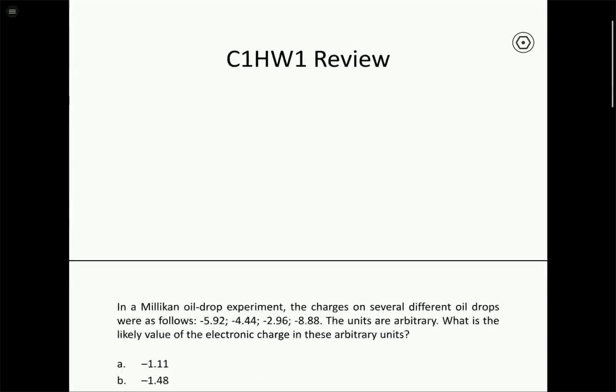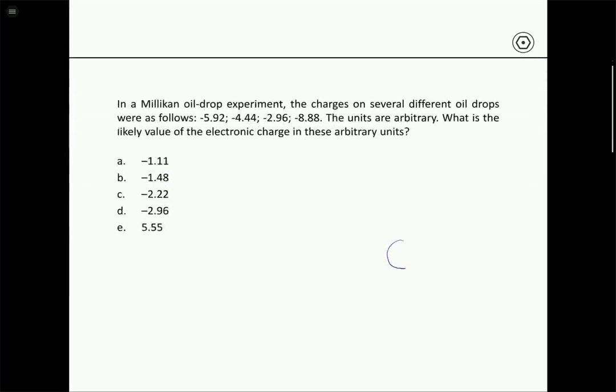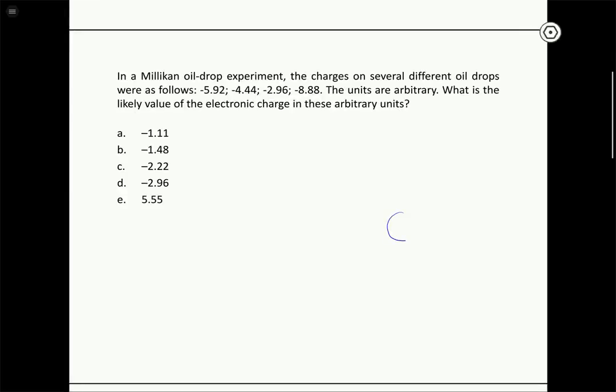But I will cover a few that we had some lower success rates on, and the first one deals with the Millikan oil drop experiment. It says, in a Millikan oil drop experiment, the charges on several different oil drops were as follows: minus 5.92, minus 4.44, minus 2.98, minus 8.88.